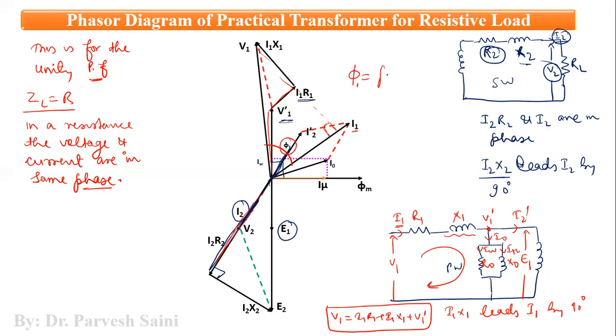So this is the primary winding phase difference between V1 and I1. What is V1? RMS value of the primary voltage. What is I1? RMS value of the primary current.